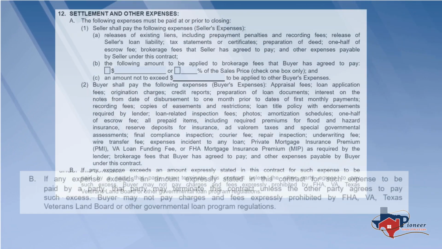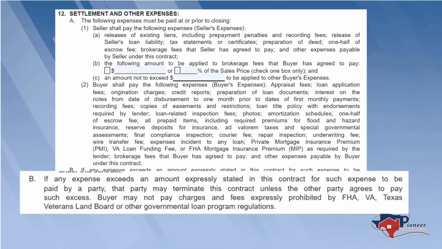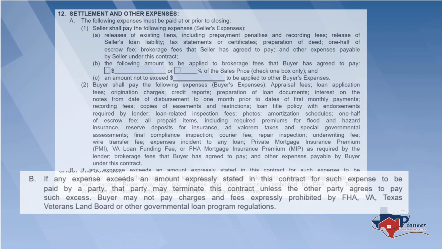Then, in Part 12B, if costs are higher than what the contract allows, the deal can be canceled unless the other party agrees to cover the extra. Also, buyers using FHA, VA, or similar loans can't be charged fees those programs don't allow.